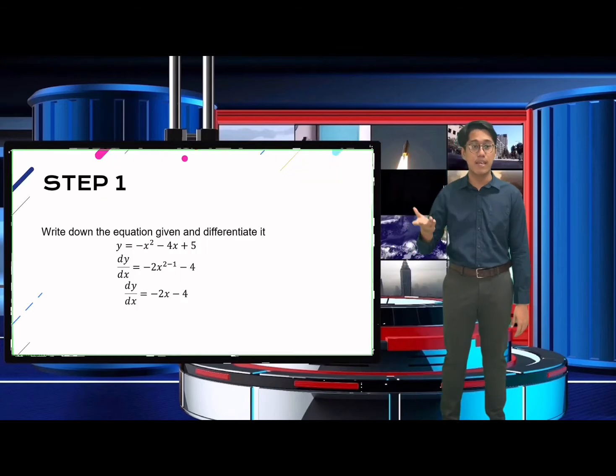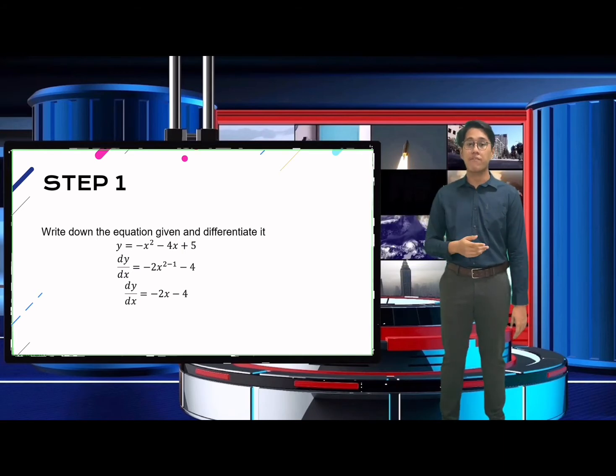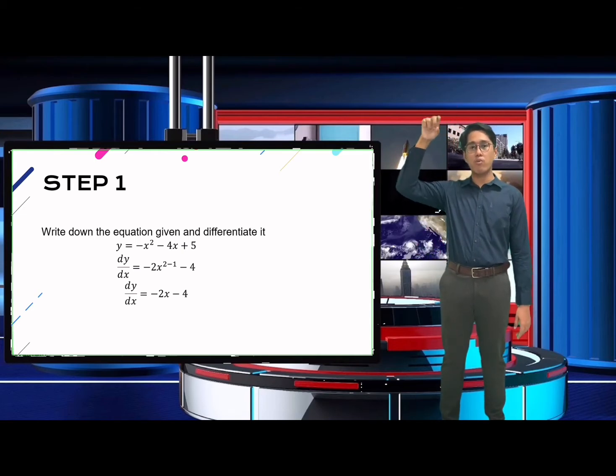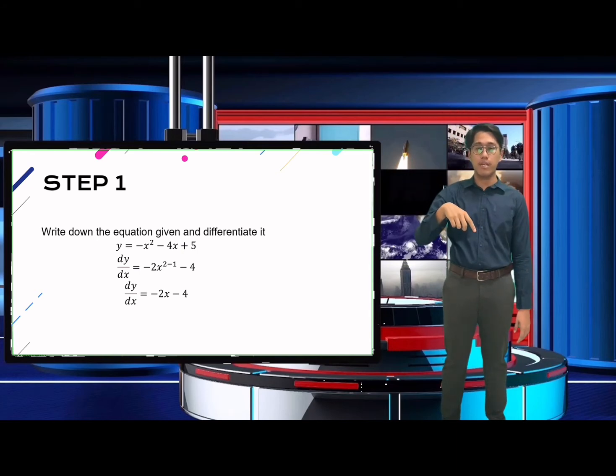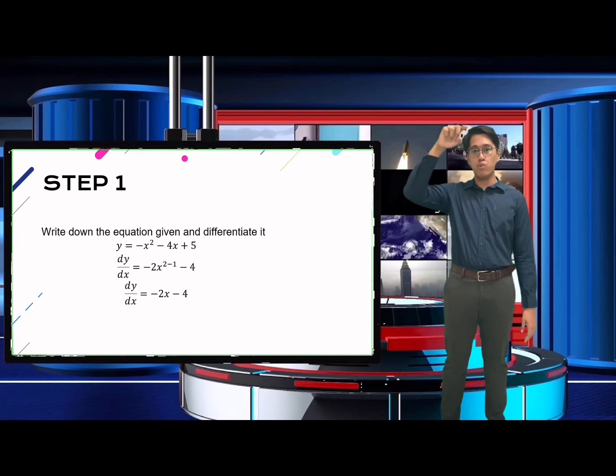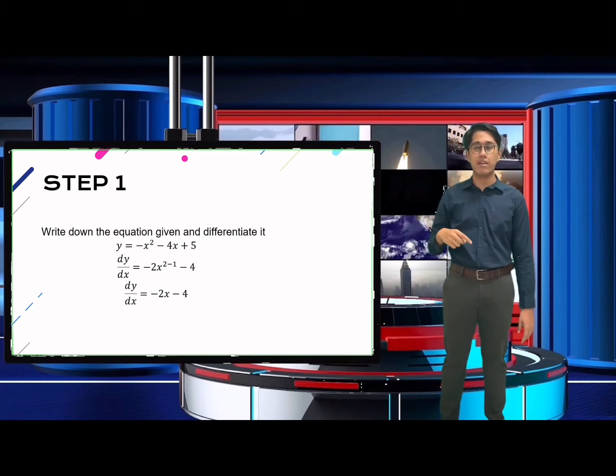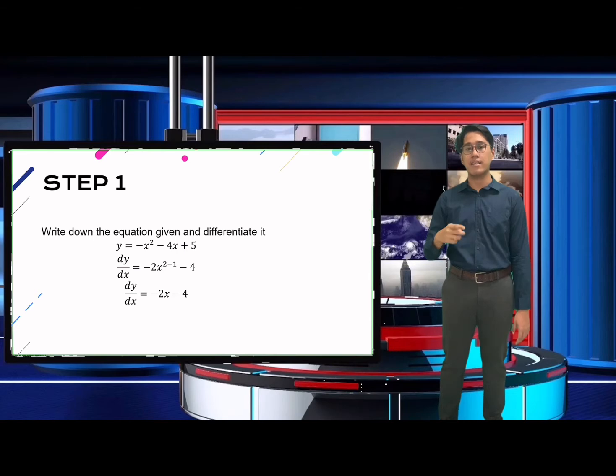For the first step, write down the given equation and differentiate it. So I already wrote the equation, which is y equals negative x squared minus 4x plus 5. We differentiate the equation and we will get negative 2x minus 4. For x to the power of 2, the 2 we will bring to the front, so it will be negative 2x. Then the power of 2, we subtract it with 1, because that is the law of differentiation.